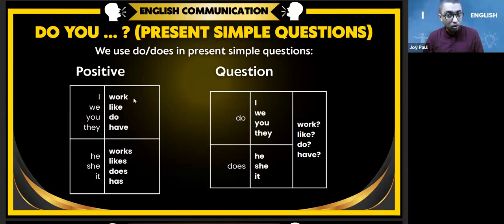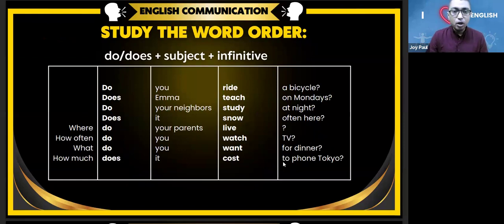Let's say if I say I work, how do I create the question sentence? Do I work? We like, do we like? You do, do you do, or say do you work, or do you like? They have, do they have, do they like, do they work? Simple. If the sentence is he works, how to create the question? Does he work? She likes, does she like? It does, does it? Very simple.